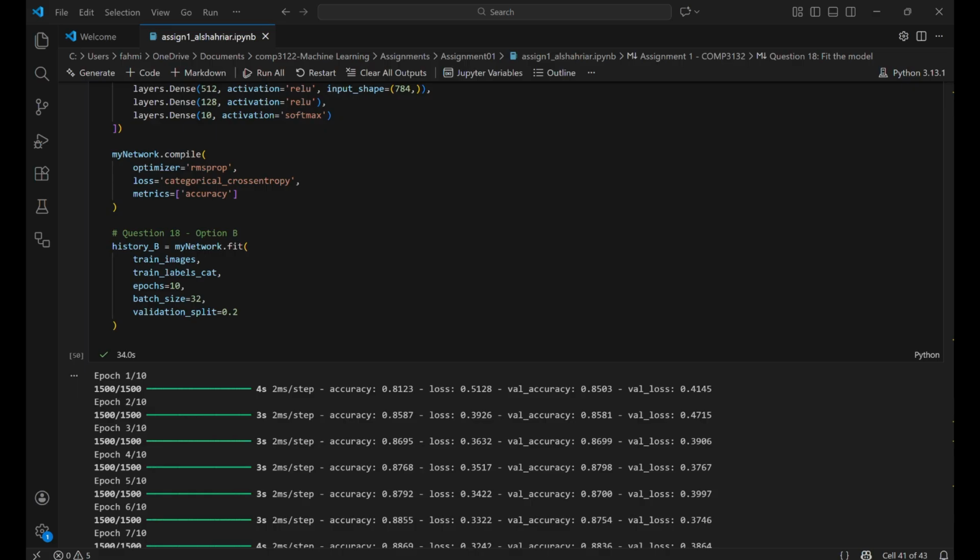In conclusion, this assignment helped me understand how to load and explore datasets, preprocess image data, design and train neural networks, and evaluate model performance using Keras. Fashion MNIST provides a more realistic and challenging dataset compared to MNIST, and this assignment strengthened my understanding of deep learning fundamentals.